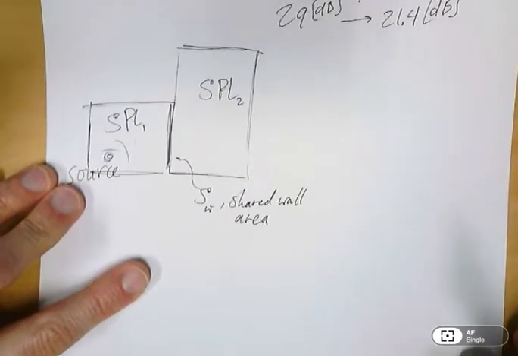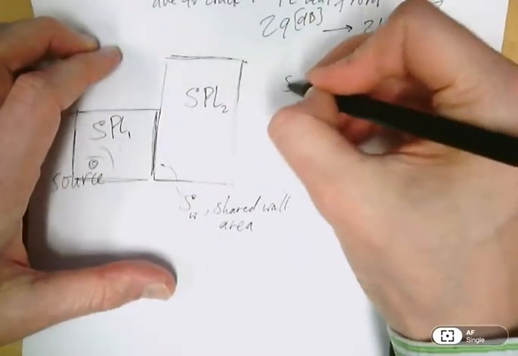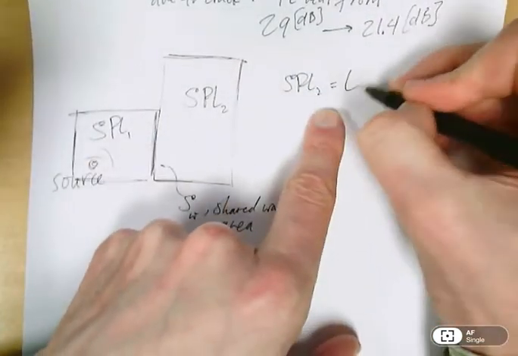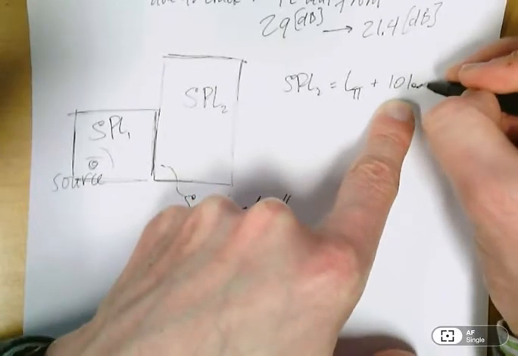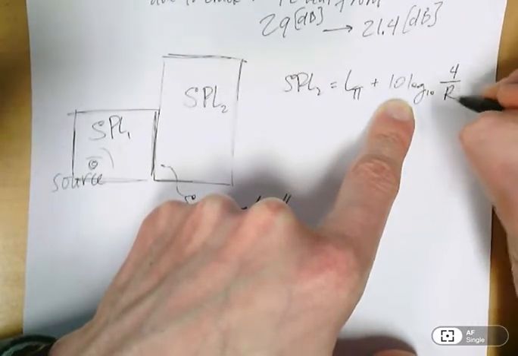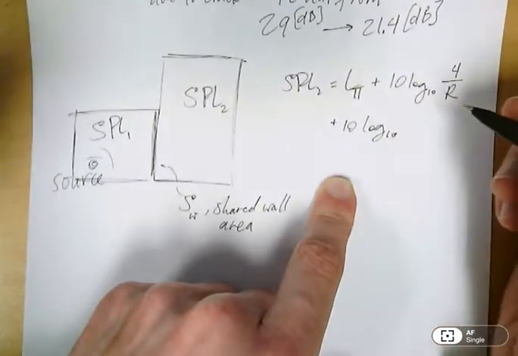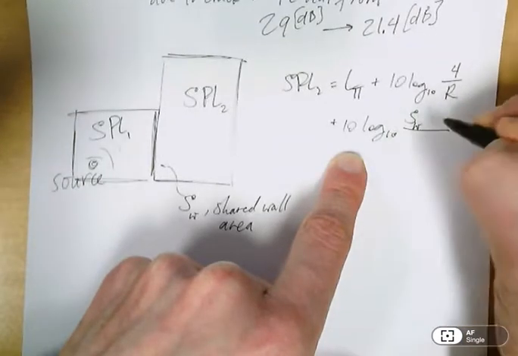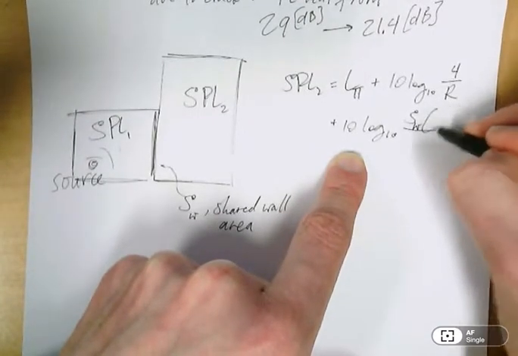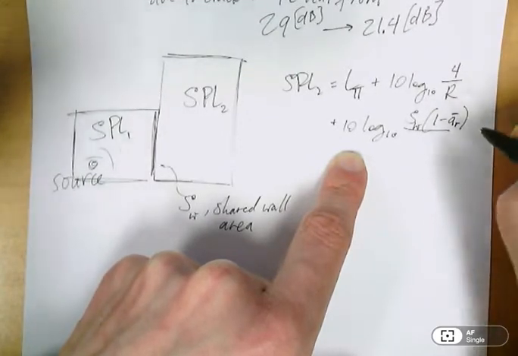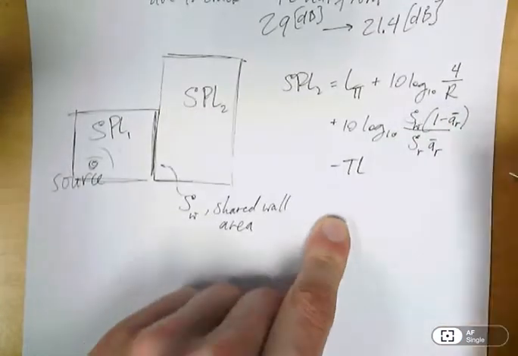So in class on the 2nd of November, we had a relationship that said the SPL2 was equal to the source power level, L sub power, capital Pi, plus 10 log 10 of 4 on the room constant of the source room, plus 10 log 10 of the shared wall area times the inverse of the room constant of the receiving room, which would be written as 1 on A bar R on S_R, A bar R, and then minus the TL, the transmission loss. So let me remind you of those terms.